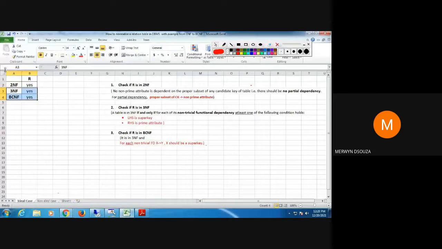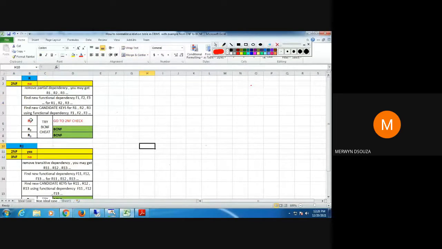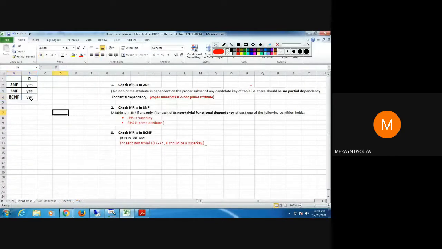We are going to go back now. We take R1 and check whether it's in second normal form. If it is, we check for third normal form, then we check for BCNF. Like that, you will take R2, then R3. You need to keep repeating this until finally all the sub relations are in BCNF. Once you have found R1, R2 and R3, their functional dependencies and their candidate keys, you need to go step by step: check for second normal form, then third normal form, then BCNF.